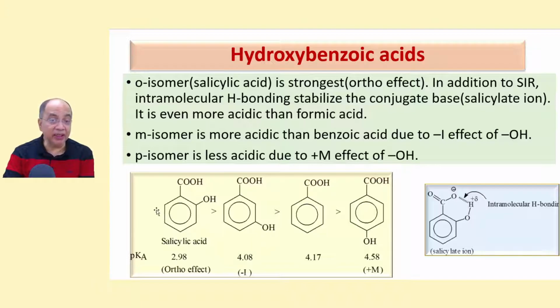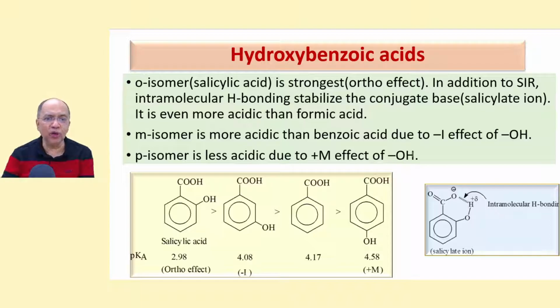Next comes meta, because in meta the minus I effect functions. That will make it more acidic than benzoic acid. And in para, it is the plus M effect which works to make it less acidic. And in this case, not only SIR is responsible for the ortho effect, but also intramolecular H bonding between the carboxylate ion and the ortho OH group, that will stabilize the conjugate base so that it is a stronger acid.